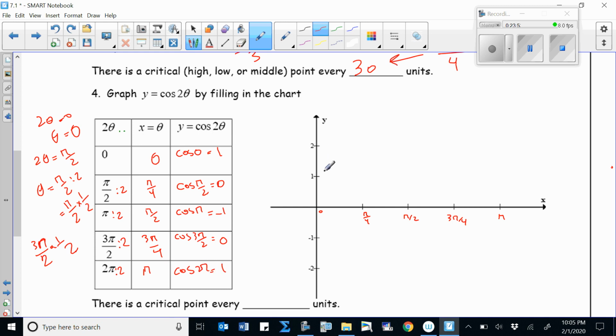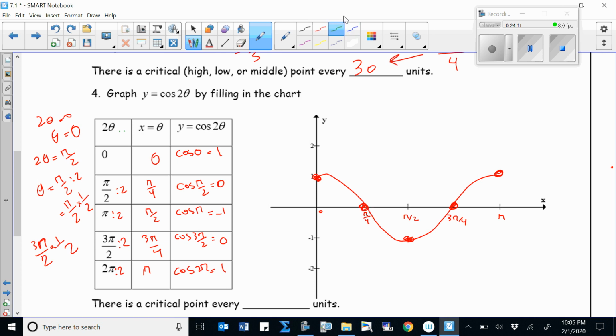So now we can graph this function. X is 0, y is 1. X is pi over 4, y is 0. X is pi over 2, y is negative 1. 3 pi over 4, 0, and at pi, it's 1. So this will be the graph of the function.